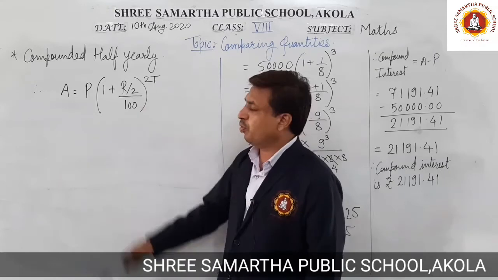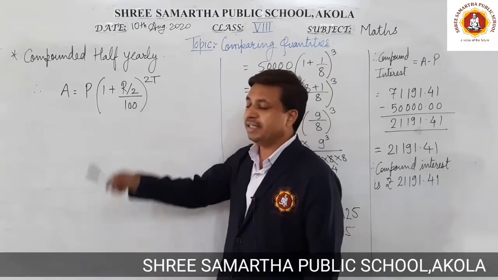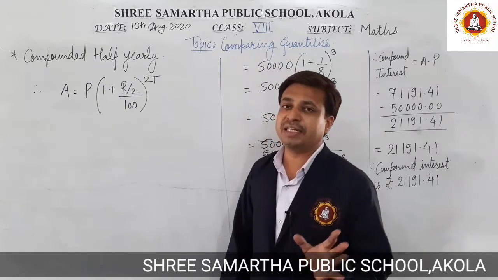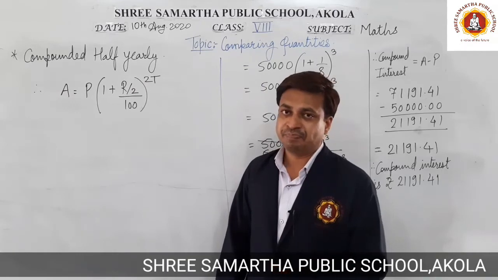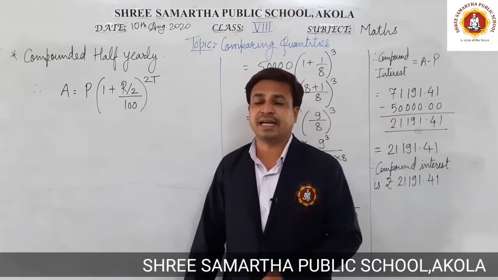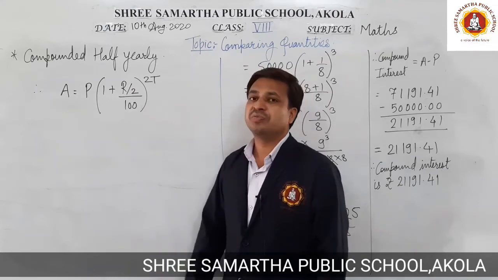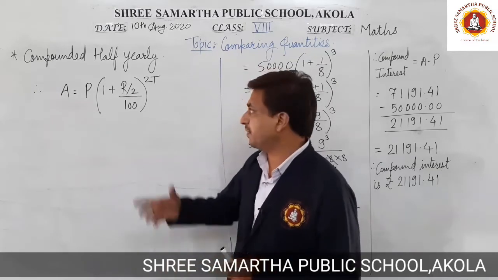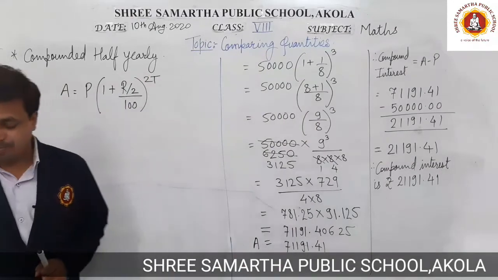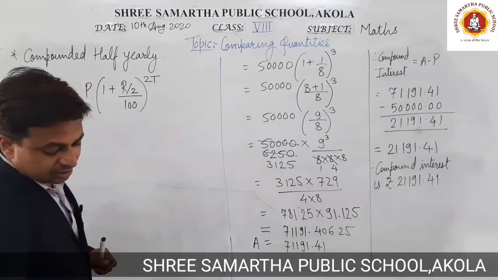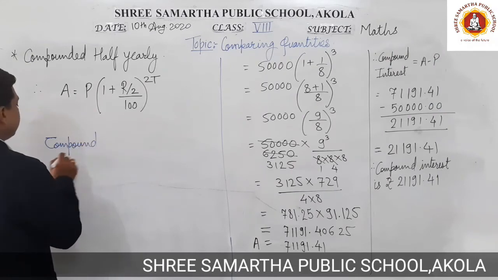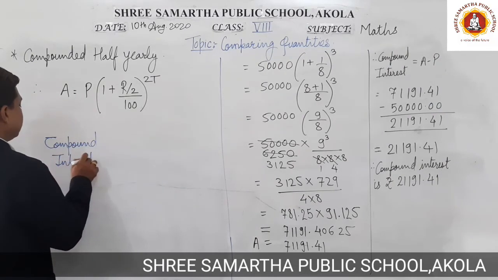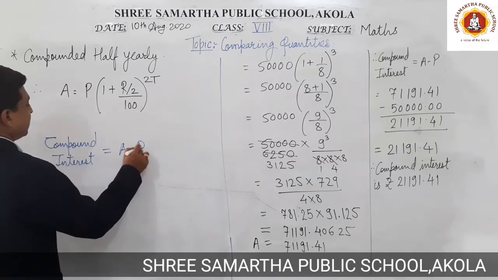Here the point to be noted is that the rate is halved. If it is given that the rate of interest is 12%, then we will take it as 6%, and if the time is given as 2 years, then the time will be taken as 2 into 2, 4 years. So this is the basic difference between compounded half yearly and compounded annually. And the interest that you have to calculate is given by the same formula, that is amount minus principal.